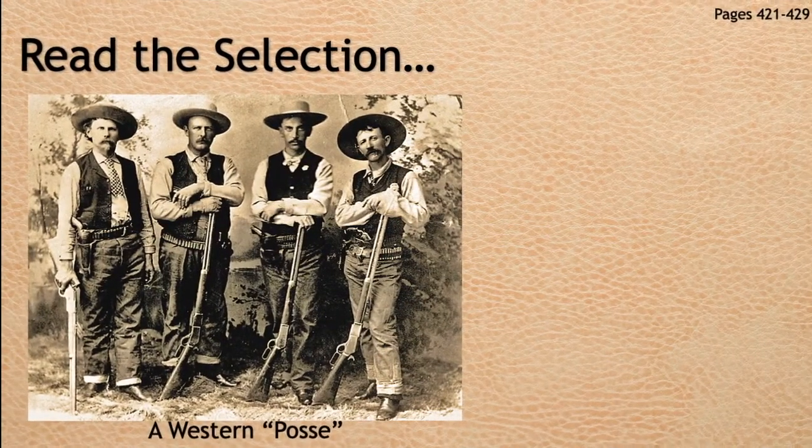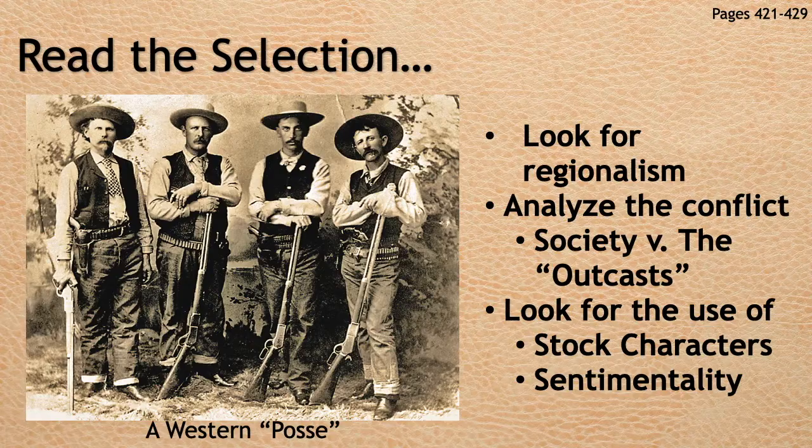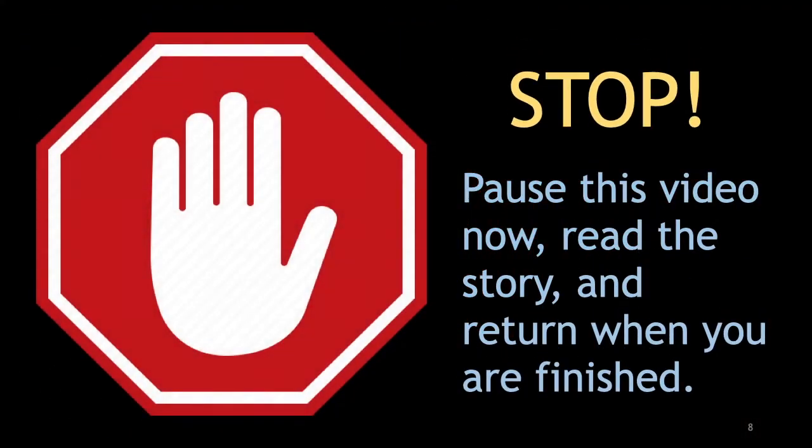All right, now as you read the story today, I want you to look for the regionalism. I want you to look for the conflict between society and the outcasts. And I want you to look for the use of stock characters and feel that sentimentality in the story as you go through this. All right, now this is the point in the story where you are going to stop watching the video. You can pause it and come back to it later. Go read the story, and when you come back here, we will go over the check for understanding questions together. All right, you go. I'll wait right here.